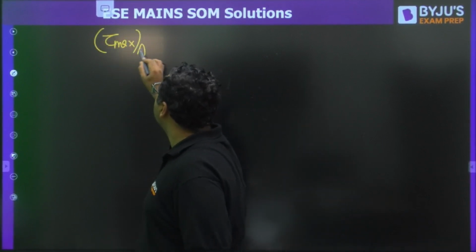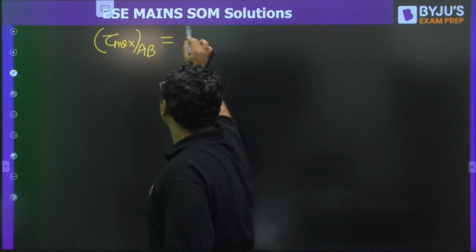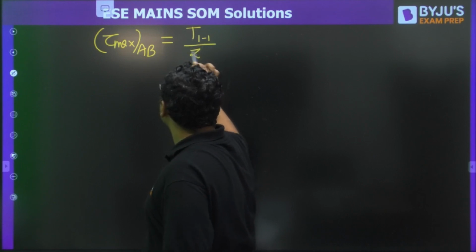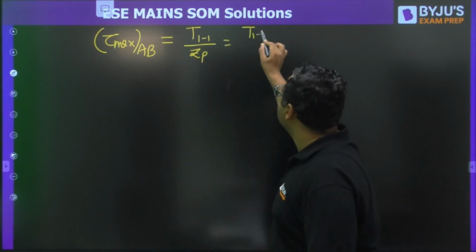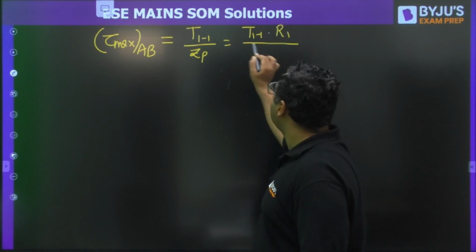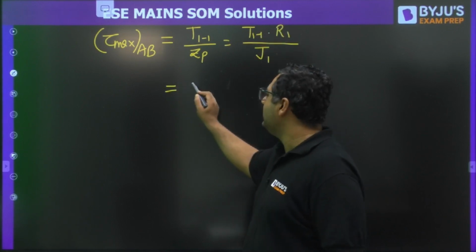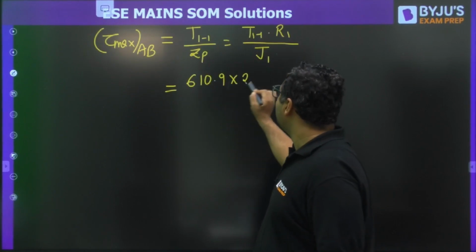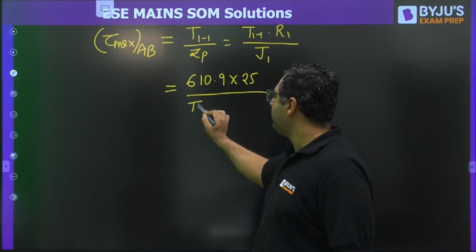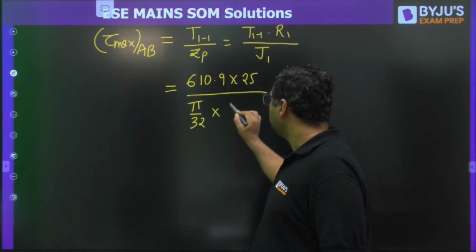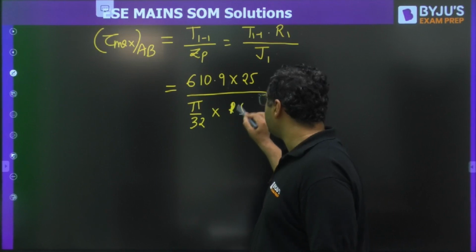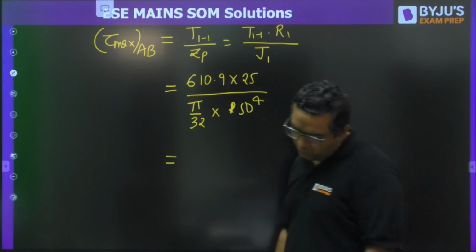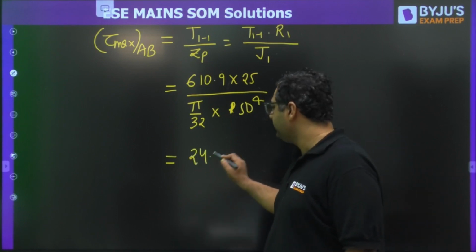Tau max in AB will be equal to T1 upon ZP, or T1 into R1 upon J1. So T1 is 610.9, R1 is 25 mm, divided by pi by 32 into 50 to the power 4. This will give you tau max AB as 24.89 MPa.